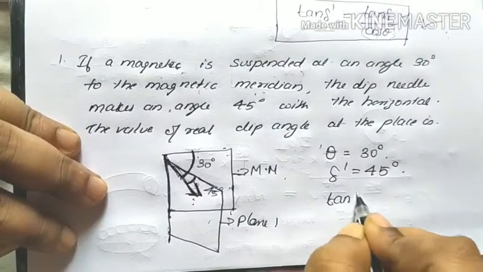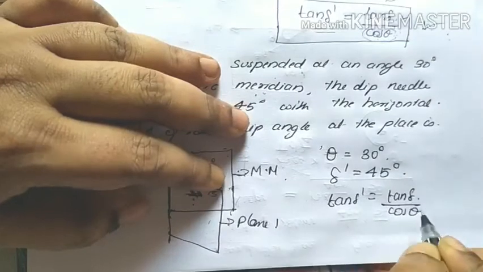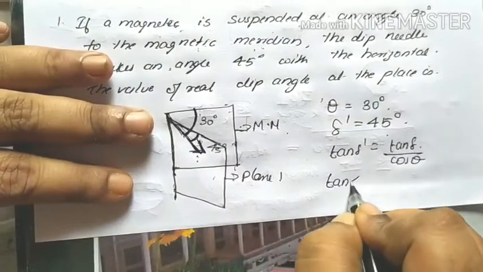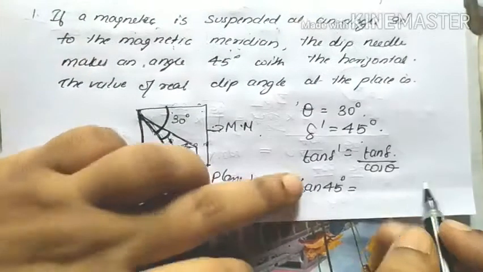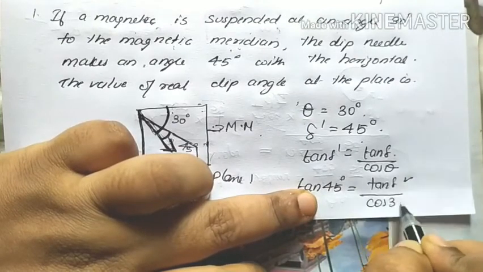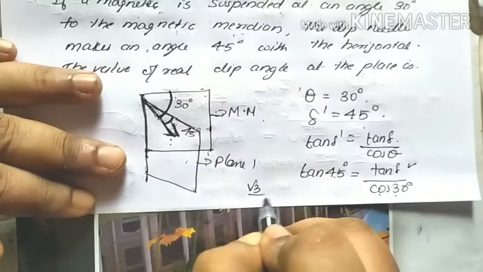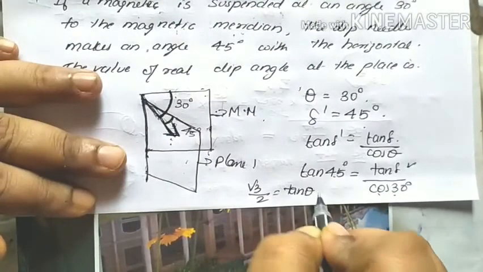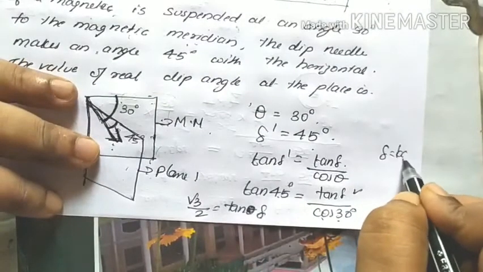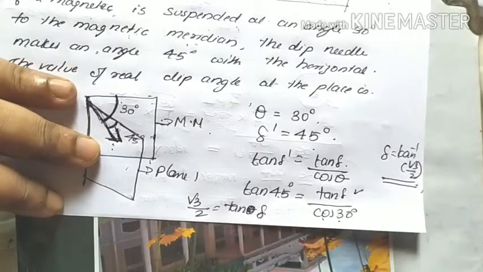So tan delta dash is equal to tan delta divided by cos theta, the previous equation. In tan delta dash I am writing tan 45 degrees, which is 1. Tan delta, this is to be found, divided by cos 30 degrees. What is cos 30 degrees? Root 3 by 2. So it goes over here. So root 3 by 2 is equal to tan delta. That means delta is equal to tan inverse root 3 by 2. That is the answer.